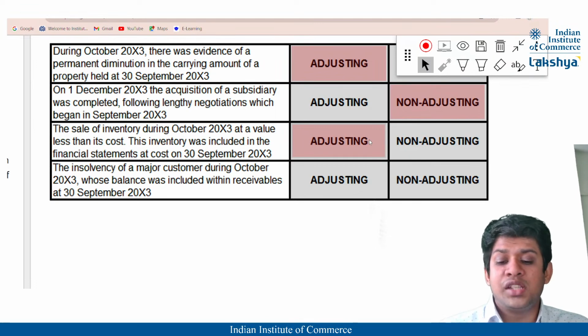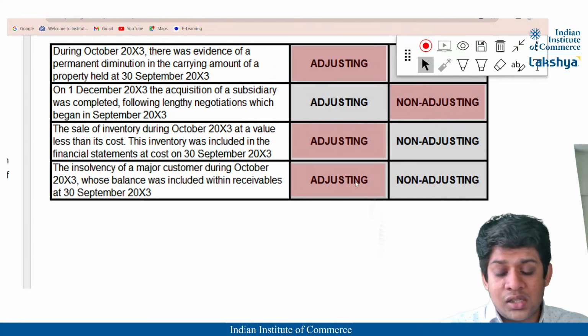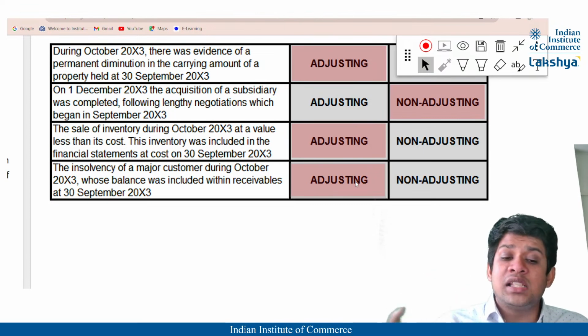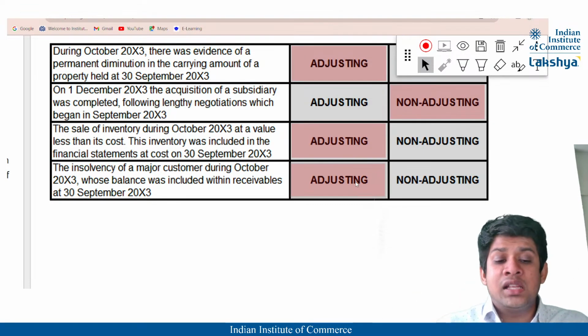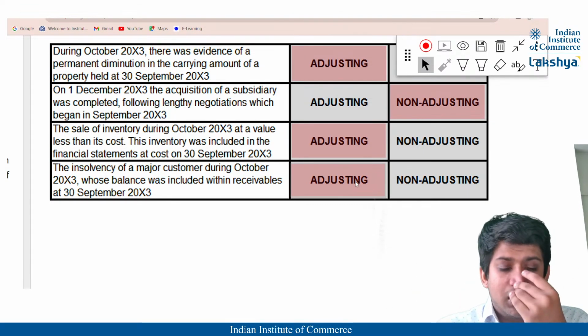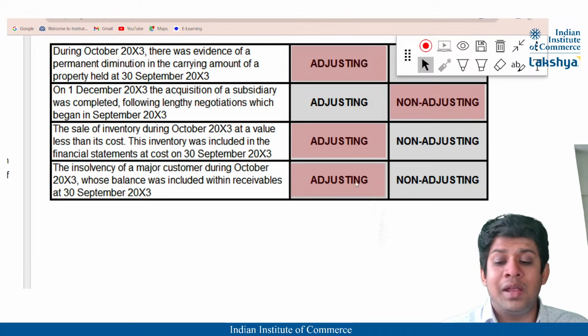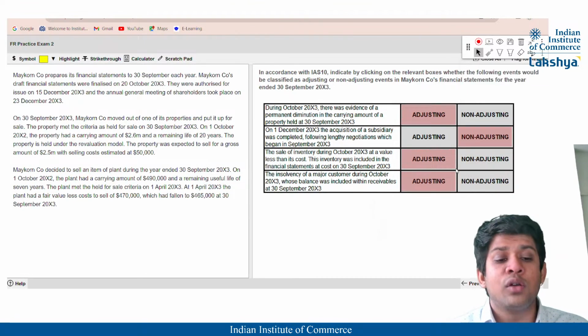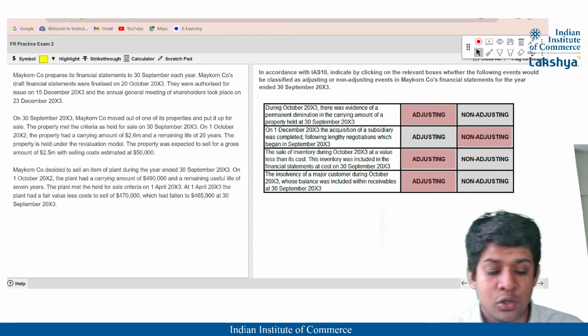Lastly, the insolvency of a major customer during October 2013, whose balance was included within receivables. Obviously, this is also going to be an adjusting event, guys, because his balance was there, his receivables were there. I gave you the same example. Receivables were there, but after that he is unable to pay. So we will consider it as bad debts and it is going to be an adjusting event. I hope it is clear to you guys. I am not sure about the first one. We will look for it once we go through the solution.